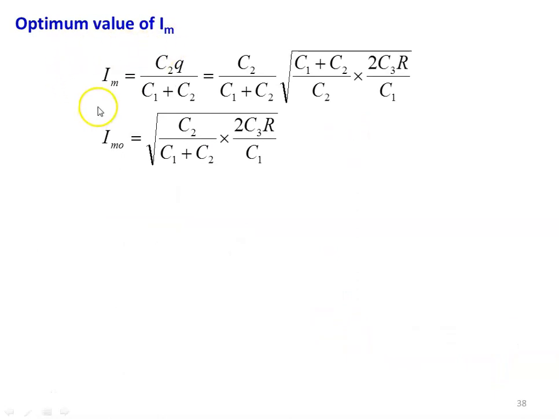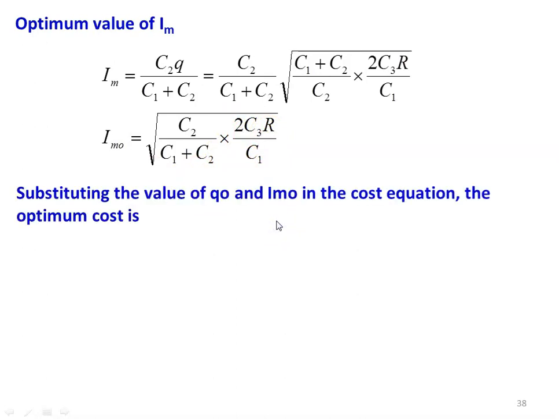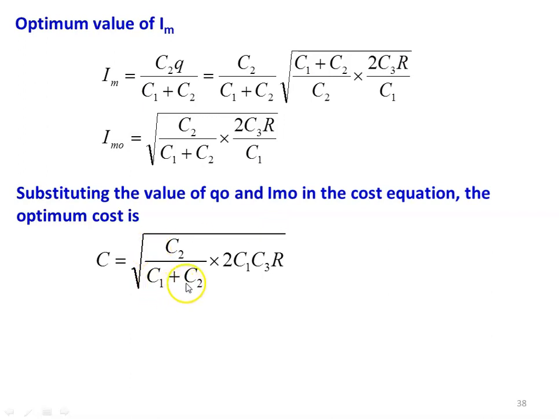And the optimum value of IM: IM equal to C2 Q divided by C1 plus C2, which is C2 by C1 plus C2 into the square root of C1 plus C2 divided by C2 into 2 C3 R by C1. Taking C2 by C1 plus C2 into the square root, this becomes the square root of C2 by C1 plus C1 into 2 C3 R divided by C1, IMO, the optimum level of IM. Then substituting Q and IMO in the cost equation, the optimum cost becomes C equal to square root of C2 by C1 plus C2 into 2 C1 C3 R, where C1 is the holding cost, C2 is the shortage cost, C3 is the setup cost, and R is the demand rate.